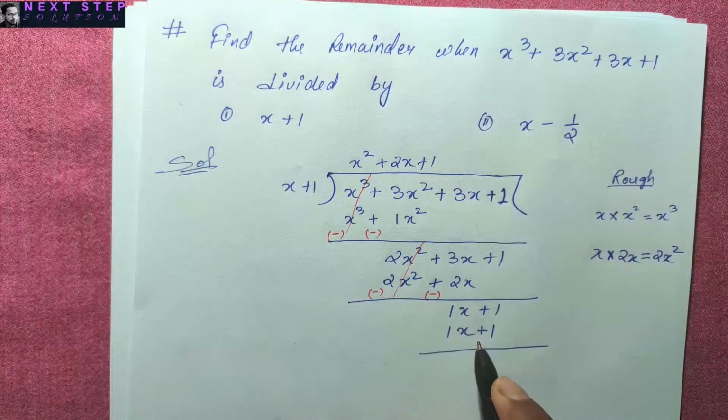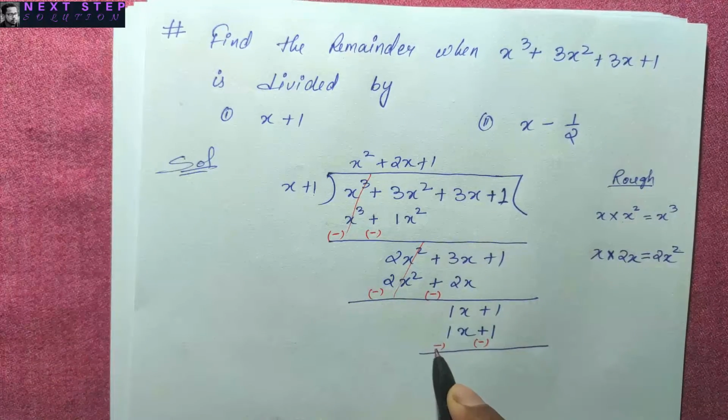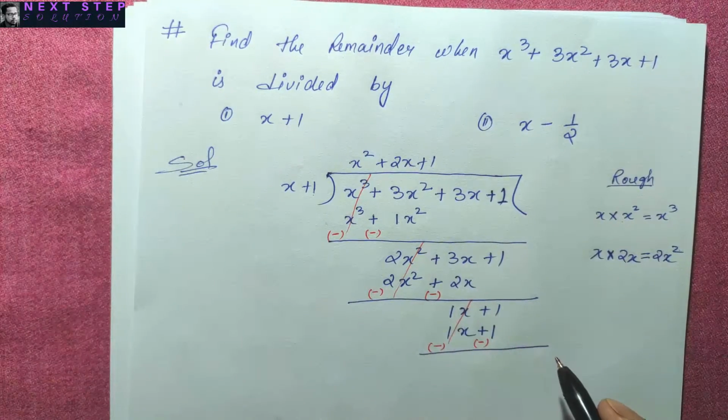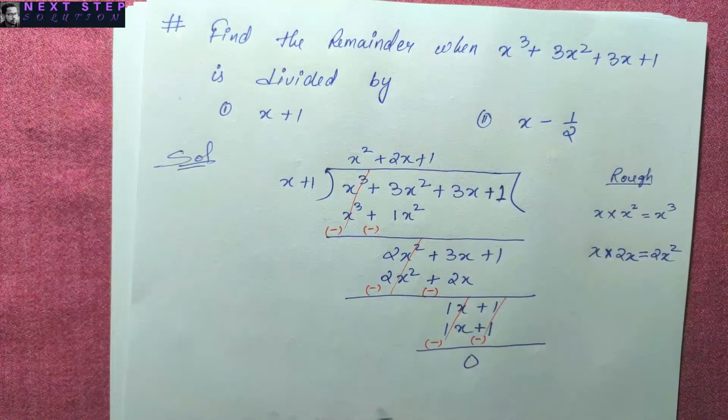Now we need to change the sign. This becomes minus and this also becomes minus. 1x minus 1x is 0. 1 minus 1 is also 0. So we have 0 here. Therefore remainder is 0.